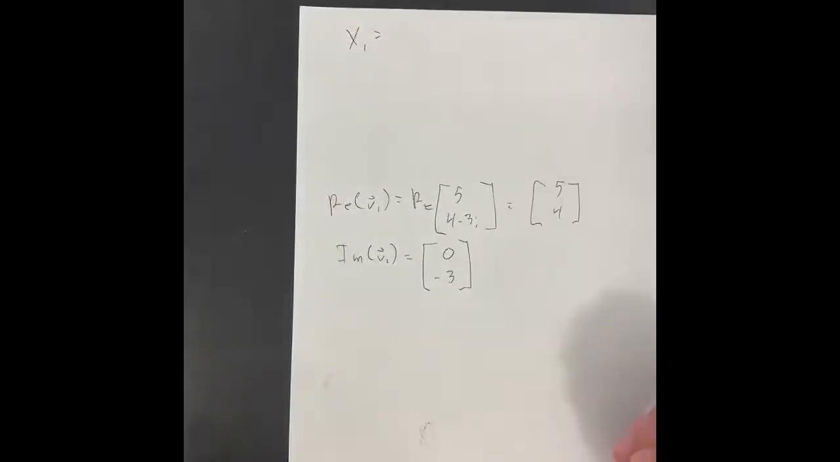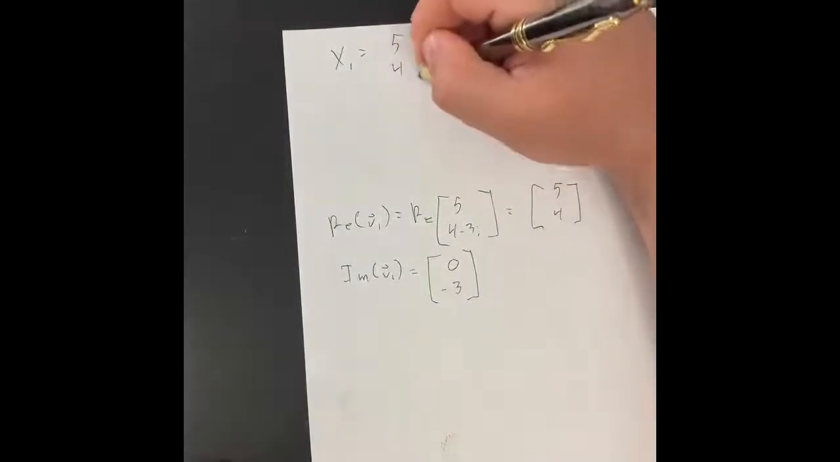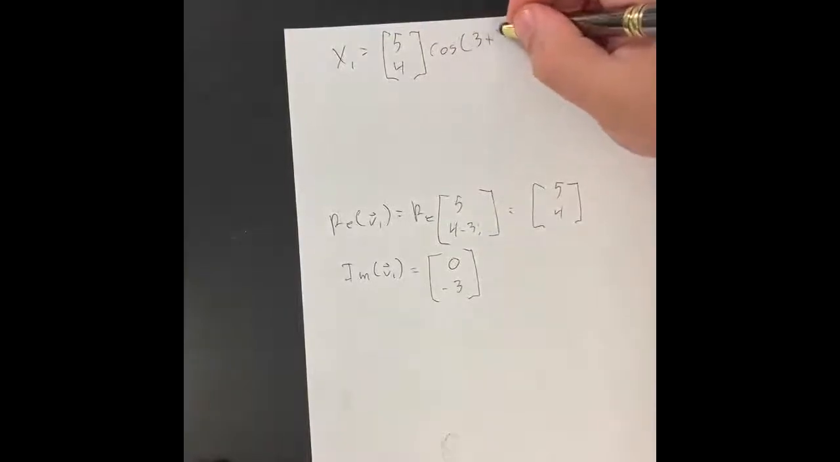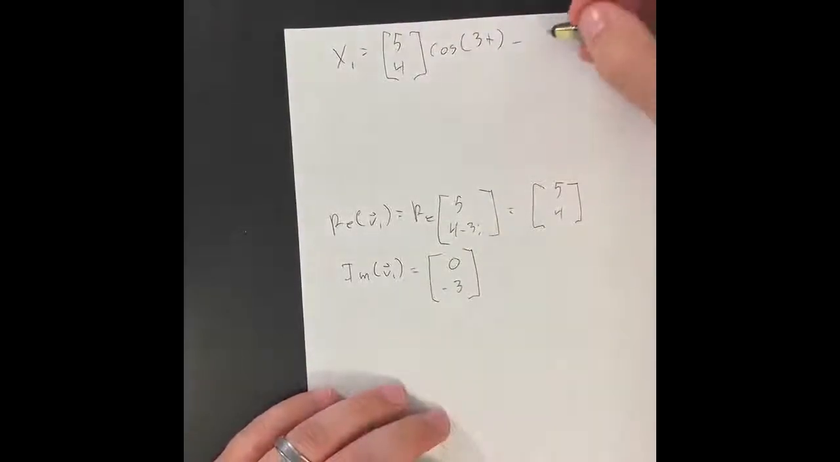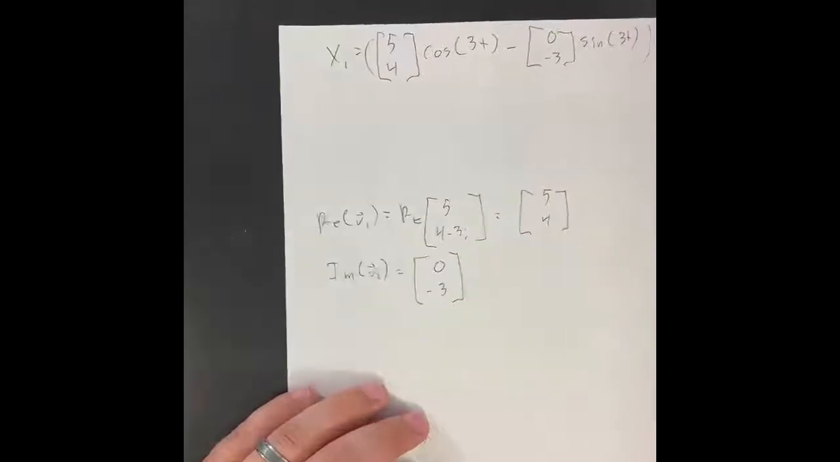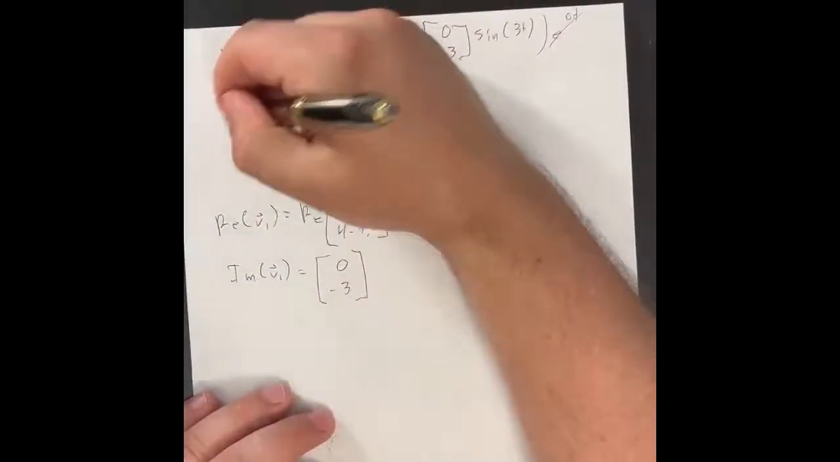Okay, so the first solution, again, I have to look this up every time, and that's okay, is the real part of the vector. So it's going to be (5, 4) times cosine of beta, which is 3t, minus the imaginary part, (0, -3) sine of 3t, all times the exponential e^(alpha t). Well, alpha is 0 in this case, so that would just be e^(0t), which just goes away as 1. Okay, so it's just the sines and cosines.